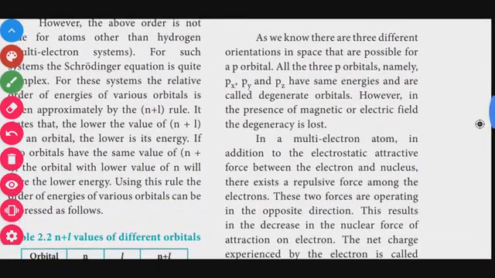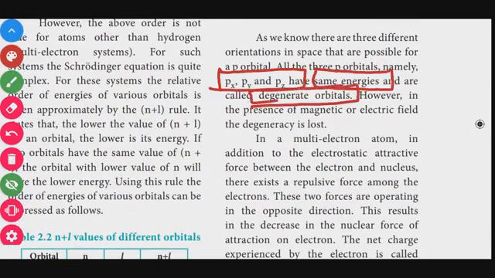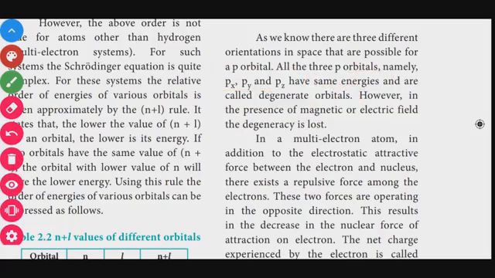As we know, there are 3 different orientations possible in space for the p orbital. All the 3 p orbitals, px, py and pz, have the same energy. Since they have the same energy, we call them degenerate orbitals. However, in the presence of a magnetic field or electric field, degeneracy is not there.